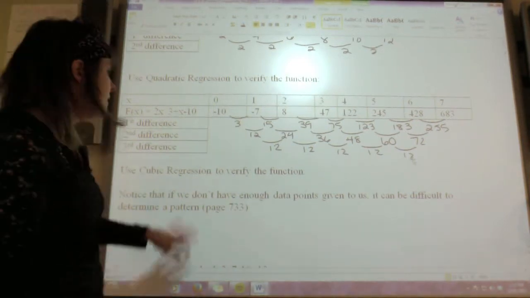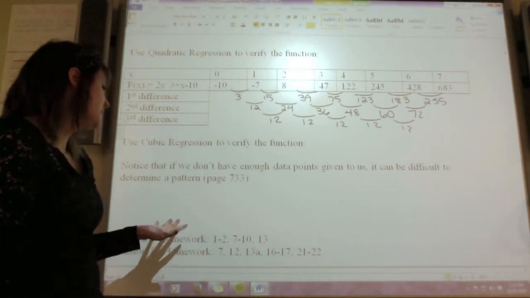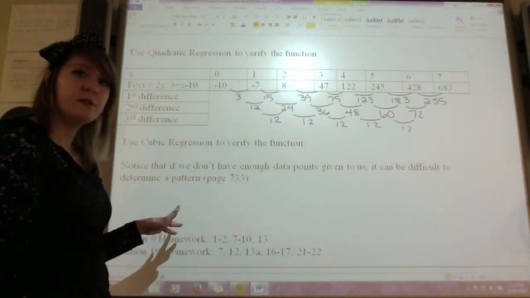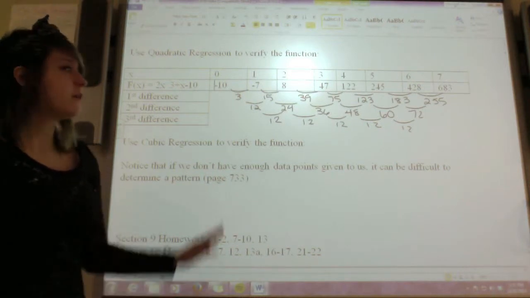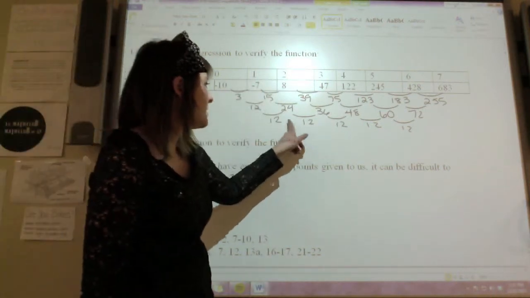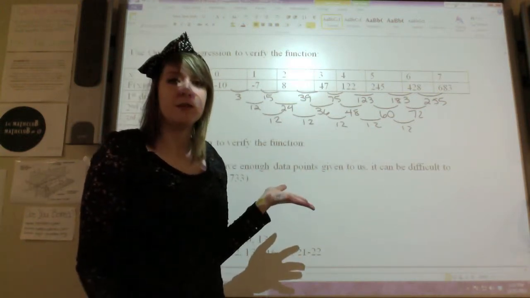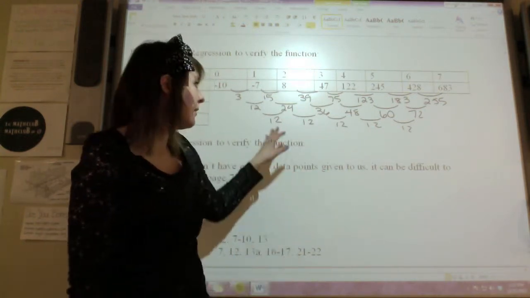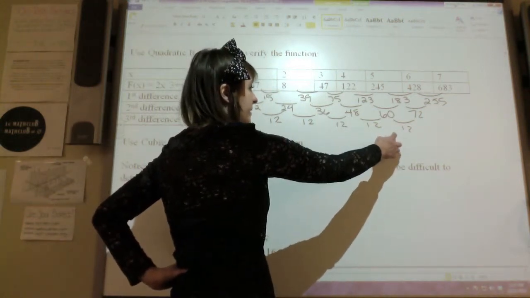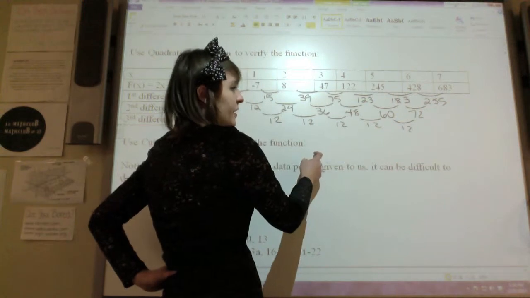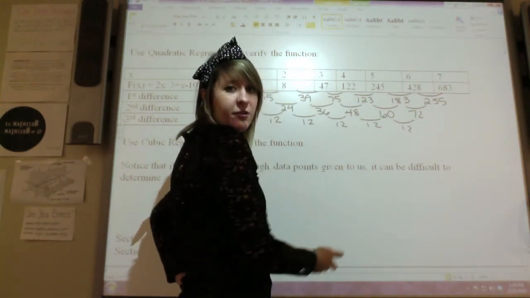Okay, notice that if we don't have enough data points given to us, it can be difficult to determine a pattern. And there's an example of that on page 733. Basically, let's say that this third degree difference here didn't work out and I had to keep going. Well, if I keep going, now I'll only have 4 data points. And then if I have to keep going from there, I'll only have 3 data points. And then if I keep going from there, I'll only have 2. And then eventually I'll only have 1.